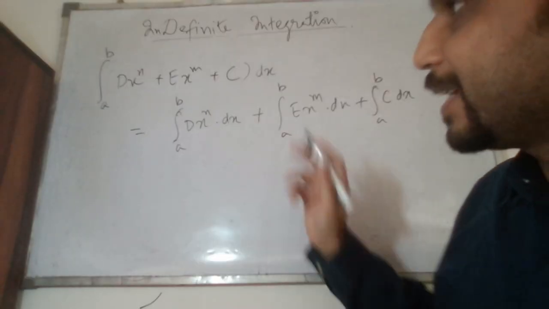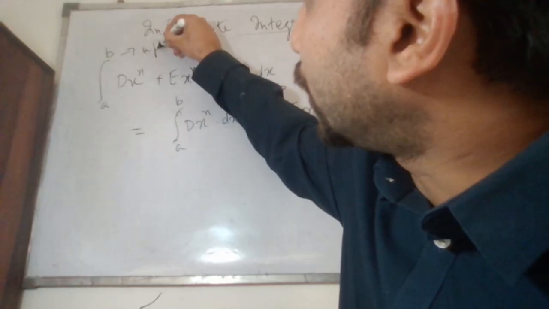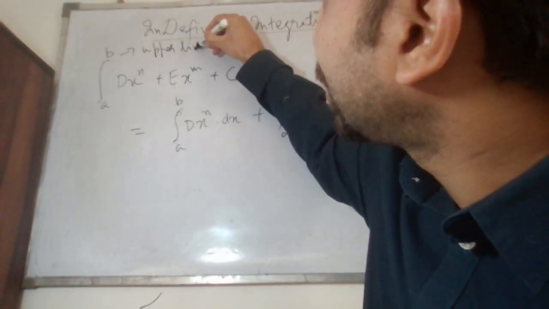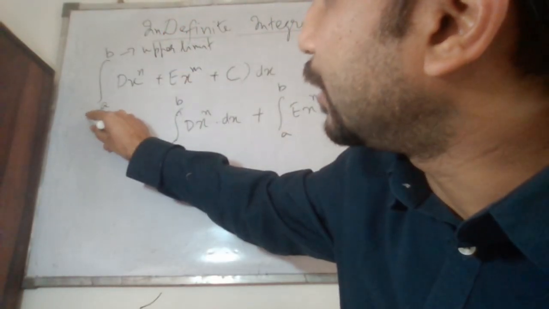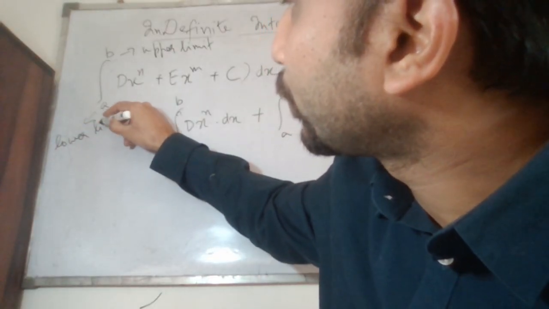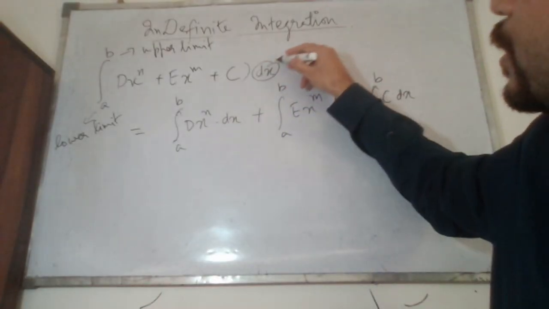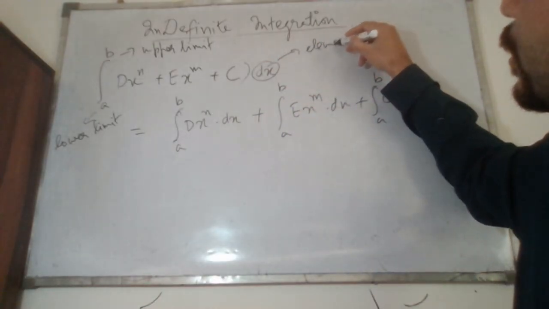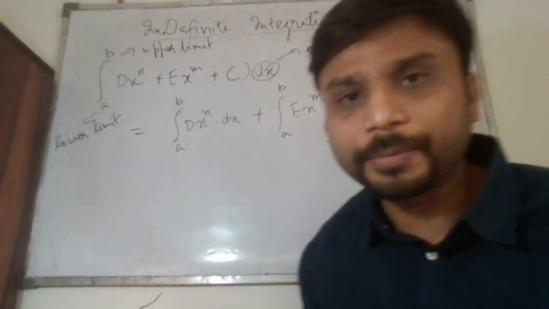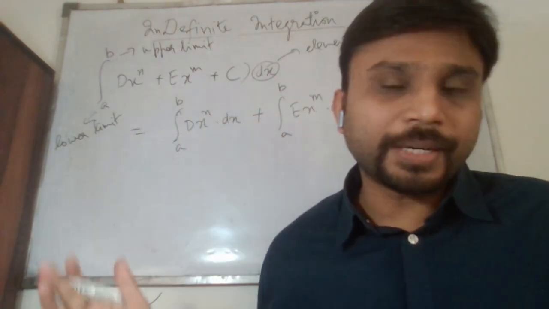Here I would like to mention that this value b is called the upper limit, and this value a is called the lower limit. This dx is called the element. These are simple names, but they are relevant to physics. From that point of view, I am saying this.